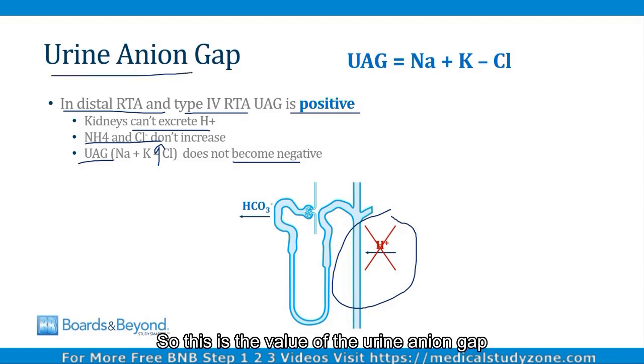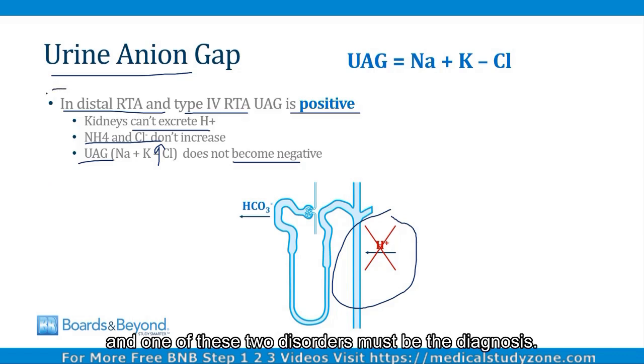So this is the value of the urine anion gap. If you have a metabolic acidosis and the urine anion gap is positive, it suggests that there's a problem with acidification of the urine in the nephron, and one of these two disorders must be the diagnosis.